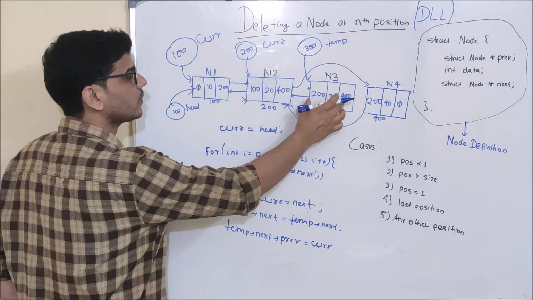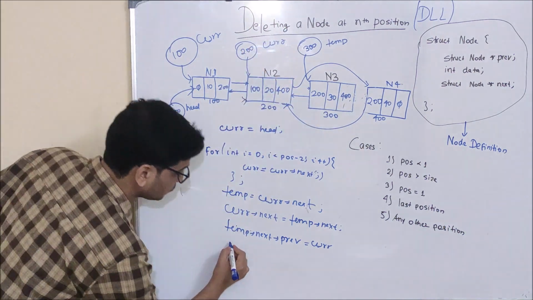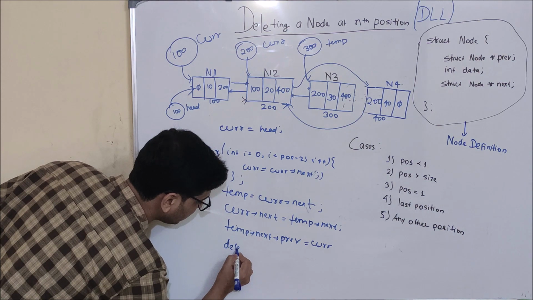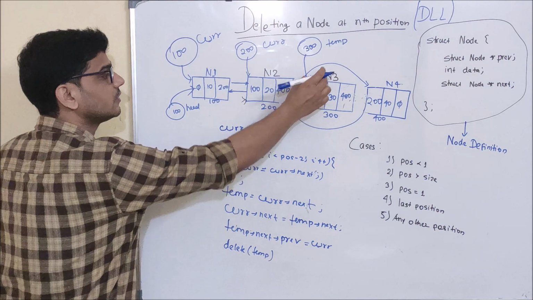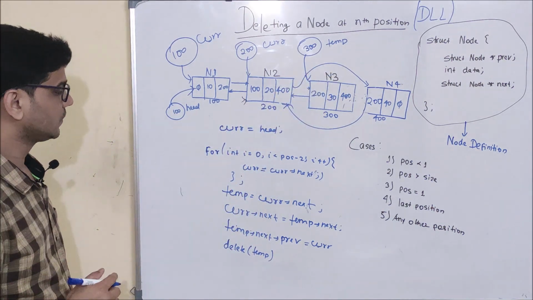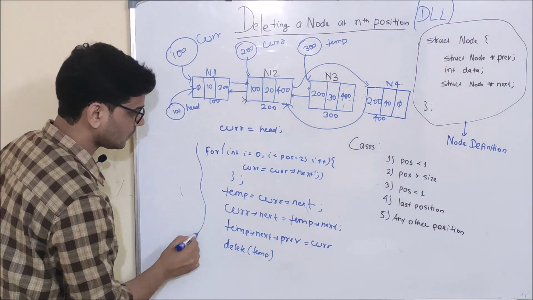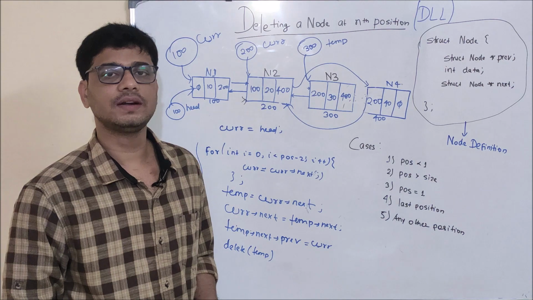And now as you can see here, we have no dependency on node 3, that is the temp pointer also. So what will we do after that? Delete temp. And temp is containing the address of node 3. So node 3 will be deleted from the memory. Okay. So this is how we will deal with case 5, that is deleting a node at any other position.